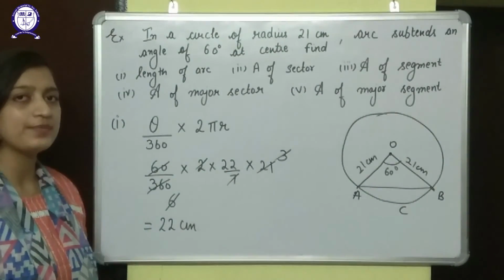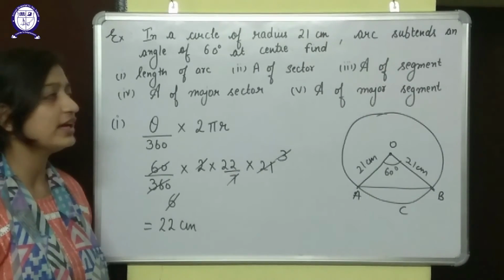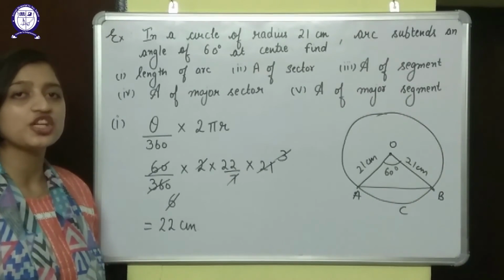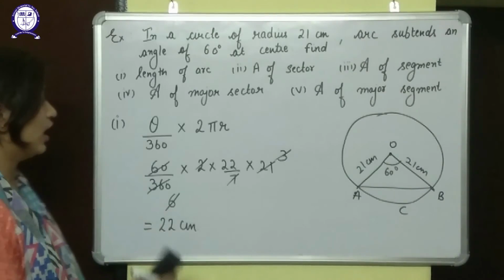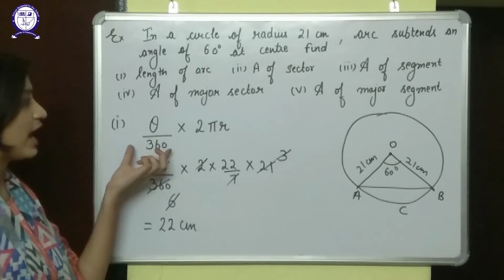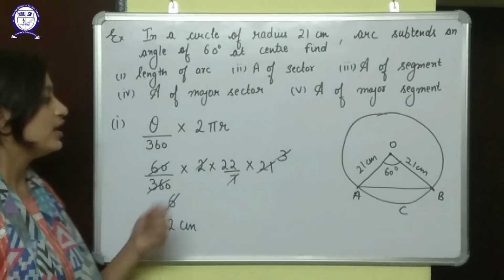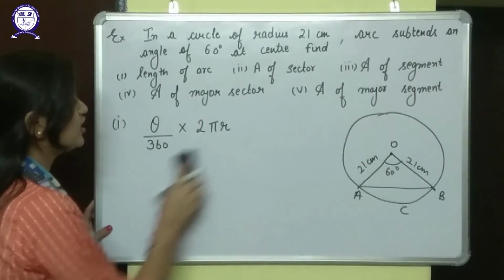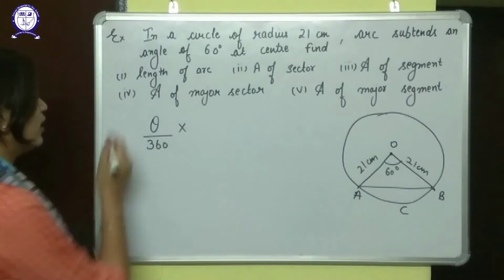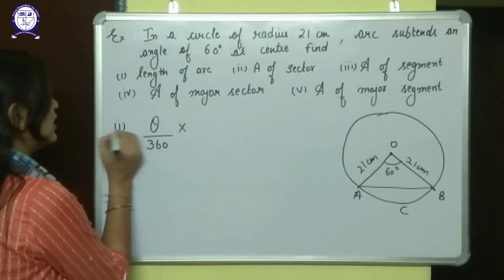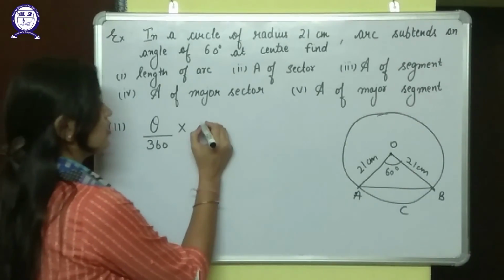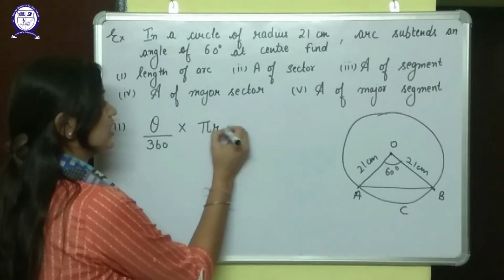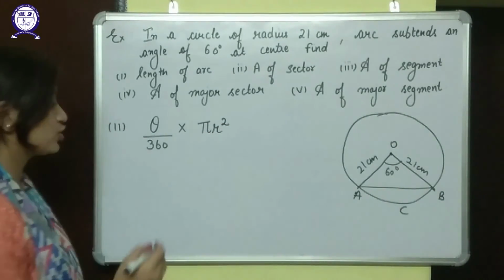Now coming to the second part, again we need to find the area of sector. So we will just put the values in the formula. Now what is the difference between this formula and that formula? It's just this 2 pi r. So we will change here to pi r square. For the second part, the area of sector will be theta upon 360 into pi r square.